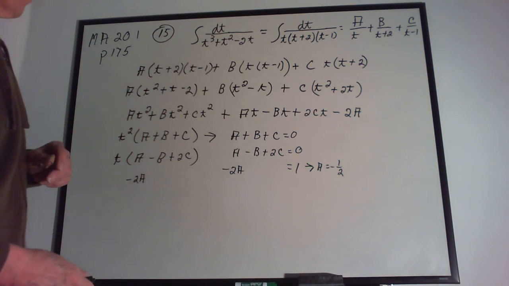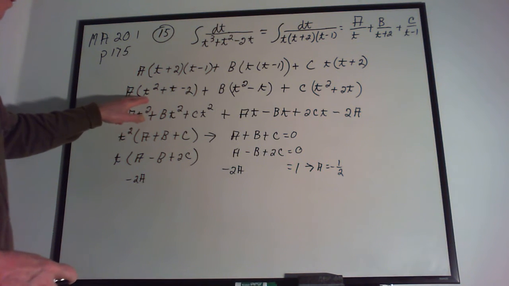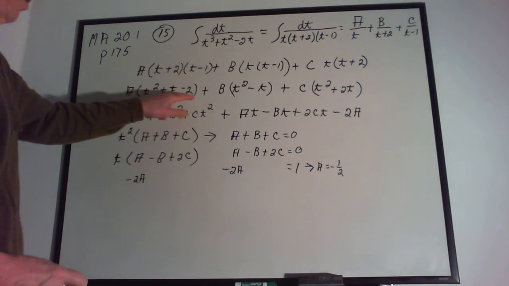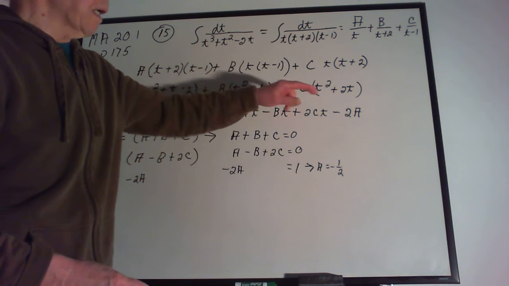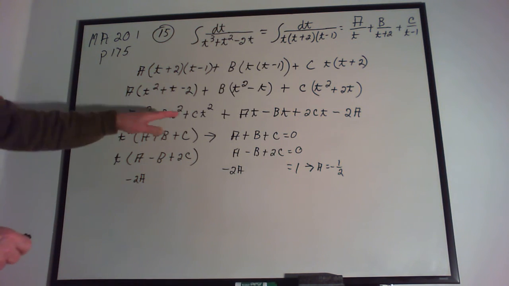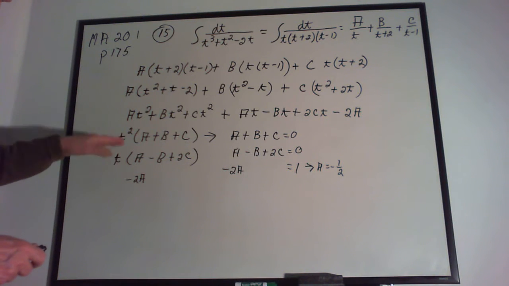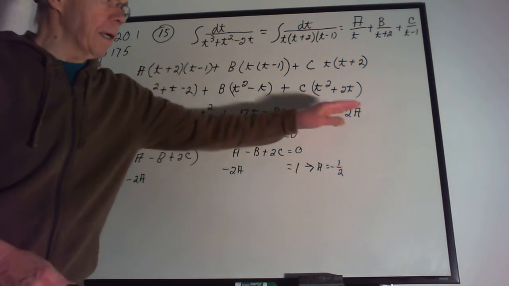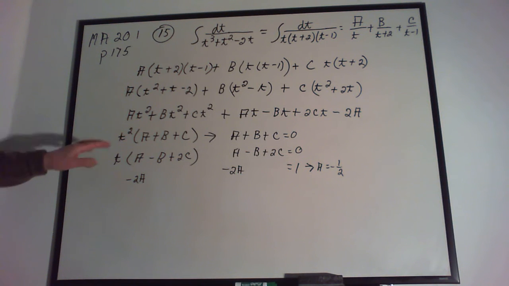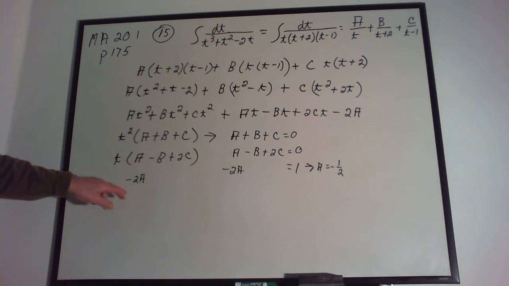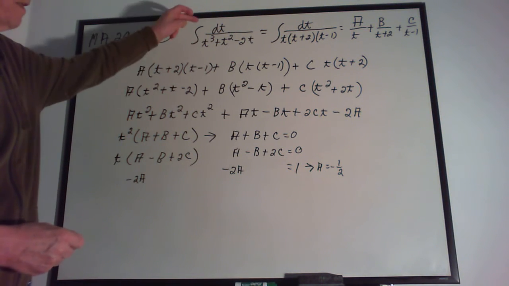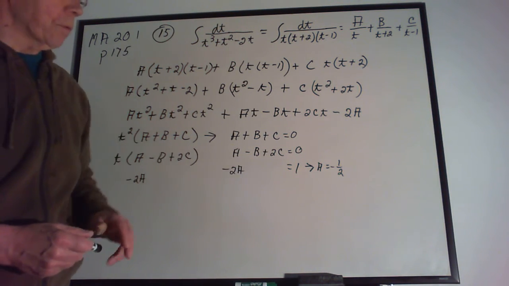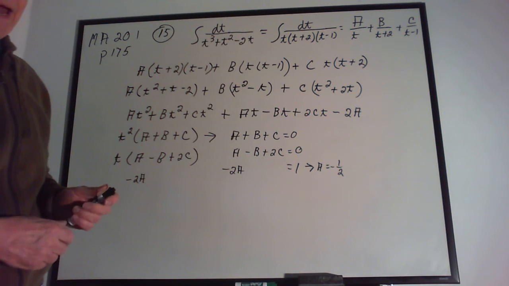All right, so I multiplied through. I get A times parentheses t squared plus t minus 2, parentheses, B times t squared minus t, plus C times t squared plus 2t. So I group them together, all the t squares, all the t's, and then that A doesn't have any t with it. Factor out the t squared, then factor out the t, and I'm left with negative 2, so I end up with a system of 3 equations. There's a dt here, but there's a 1. So negative 2A equals 1, which means A equals negative 1/2.